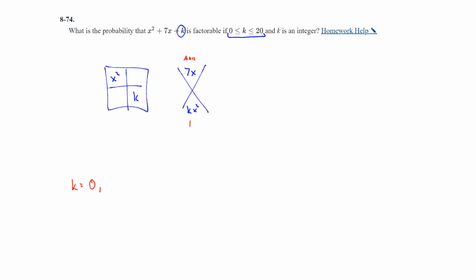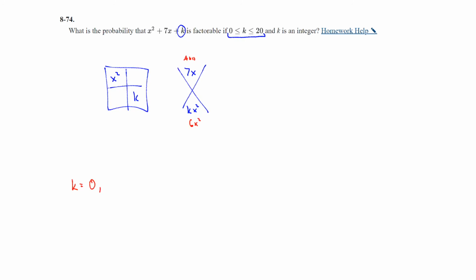So what happens when it's 1x squared? Can we multiply to give us 1 and add to give us 7? Well, no, that won't work. 1 times 1 is the only thing we have. And then you would do 2. Well, 2 times 1 is 2. That doesn't add to give us 7, so 2 is not going to work. 3, once again, you only have 3 and 1. That would add to 4, so that's out. Factors of 4, you have 4 and 1 or 2 and 2. Neither of those add to 7, so that's out. We go to 5. 5 and 1 would add to 6, so that one doesn't work.